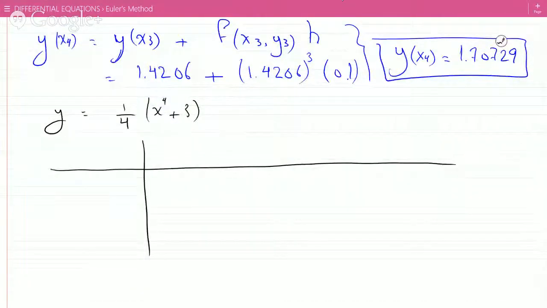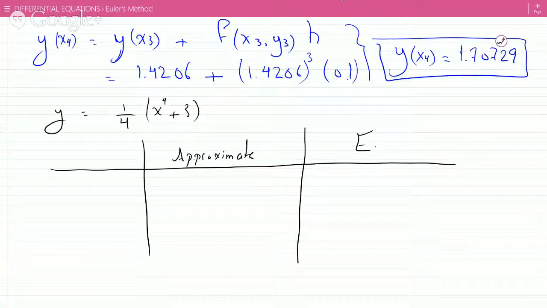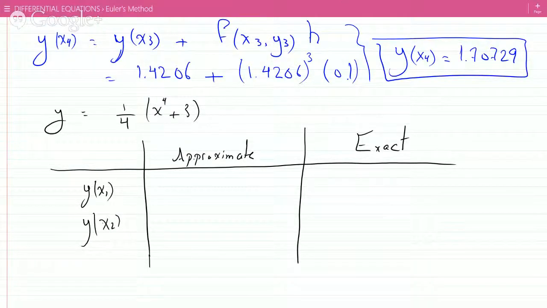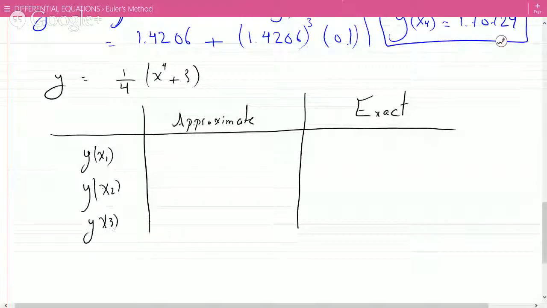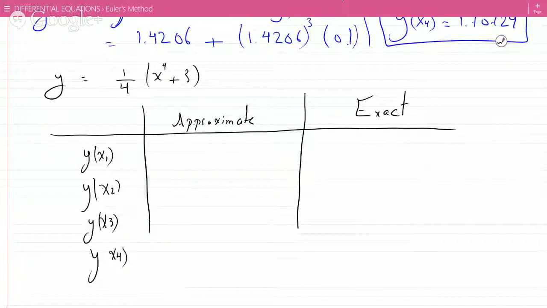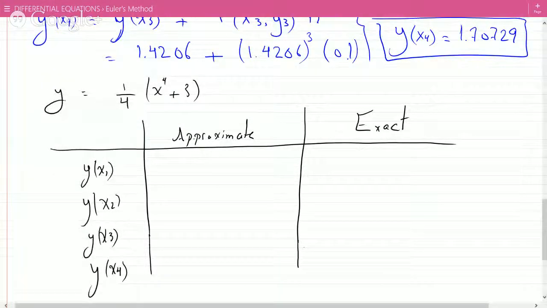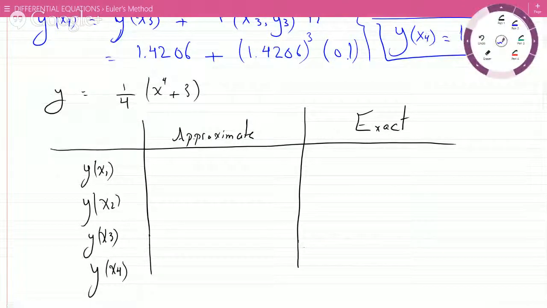Oh, it said to use 8. I didn't see that. So this here was the approximate, and this here is the exact. The exact is coming from the explicit solution. So we have y of x1, y of x2, y of x3, and y of x4. Okay, so the approximates were, let's write them in blue since we did them in blue.